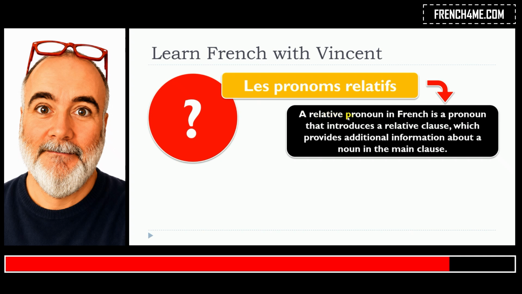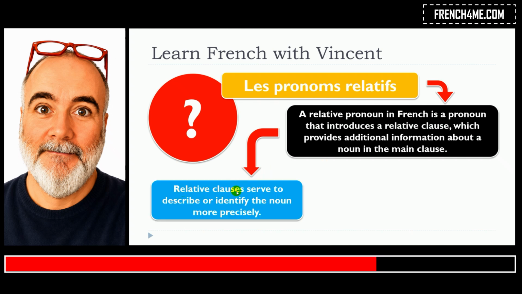So, a relative pronoun in French is a pronoun that introduces a relative clause which provides additional information about a noun in the main clause. So this is the point. You will have your main clause, and then in this main clause you have a noun and you want to give additional information about this noun.